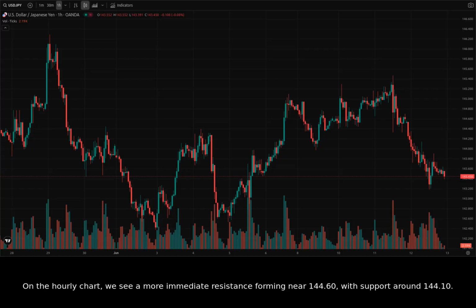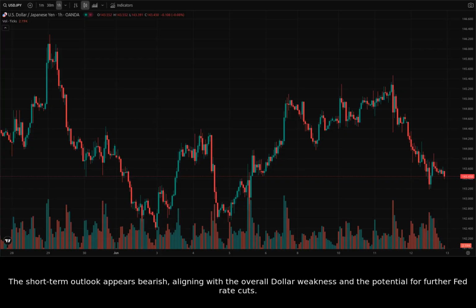On the hourly chart, we see a more immediate resistance forming near 144.60, with support around 144.10. The short-term outlook appears bearish, aligning with the overall dollar weakness and the potential for further Fed rate cuts.